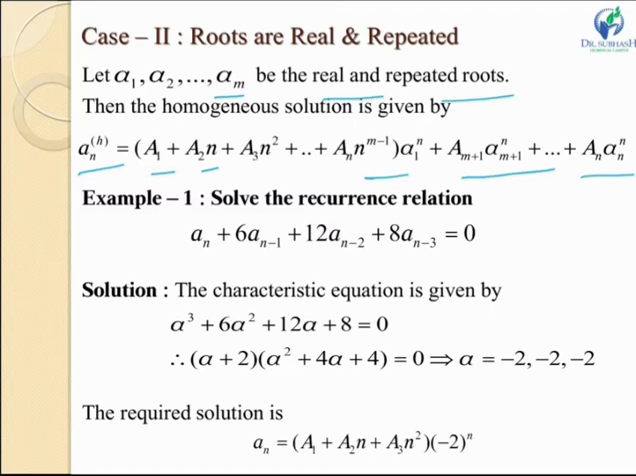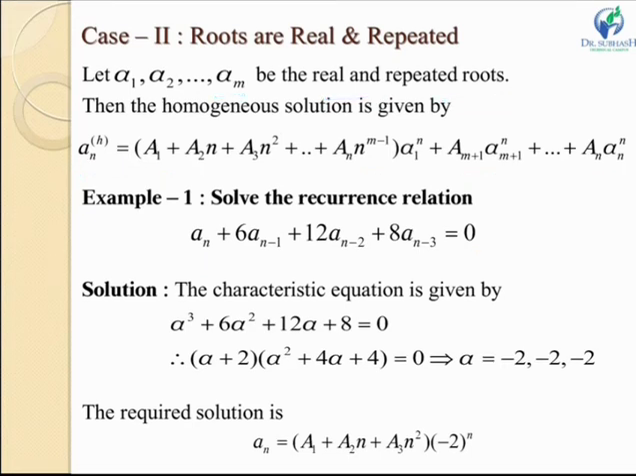Solve the recurrence relation a_n + 6a_{n-1} + 12a_{n-2} + 8a_{n-3} = 0. First let us see the order of this equation. Here the highest subscript is n and the lowest is n minus 3. So n will get cancelled and the highest power of alpha will be 3. So I get here alpha cube plus 6 alpha square plus 12 alpha plus 8 equal to 0.